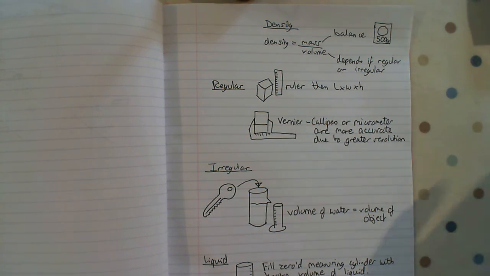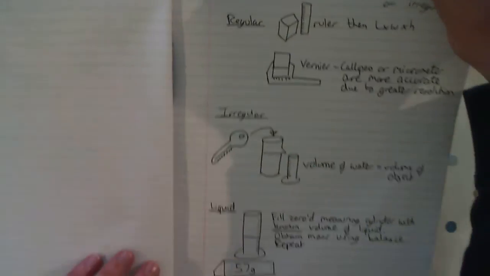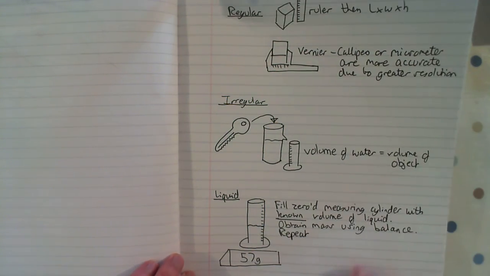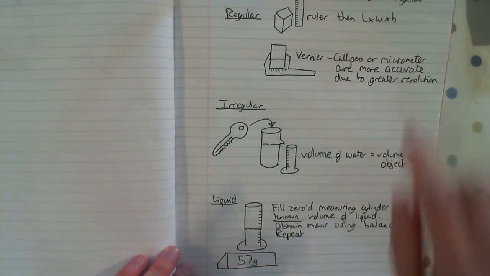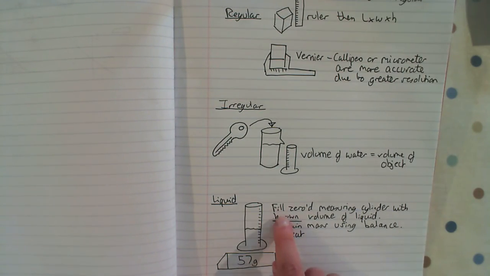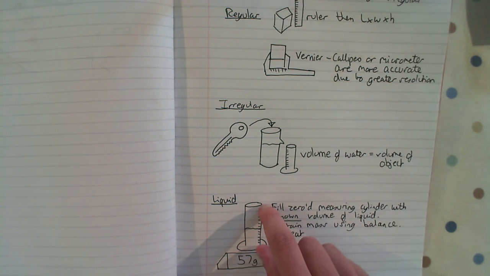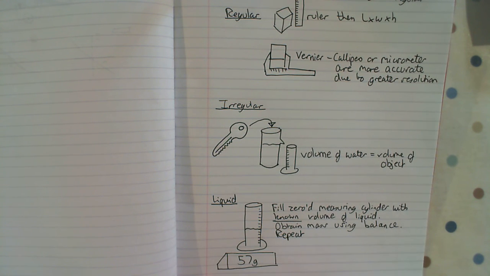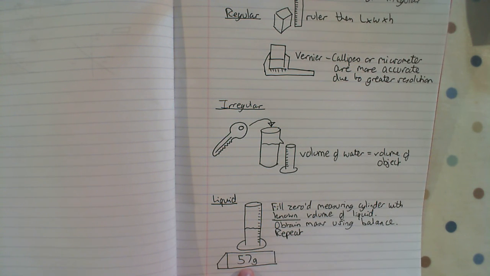So that is the density required practical revision video. Just to quickly go back over the liquid one again, because it was off the screen. We fill a zeroed measuring cylinder, so an empty measuring cylinder on a balance, press zero to get 0 grams. We then fill it with a known volume of liquid, for example 50 centimeters cubed. We then put the measuring cylinder with the liquid back on the balance to get the mass.